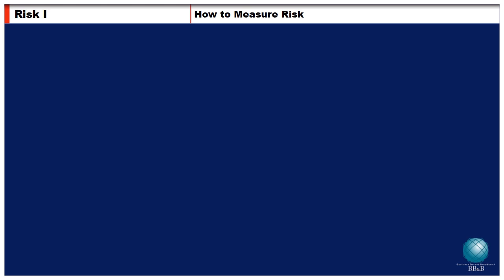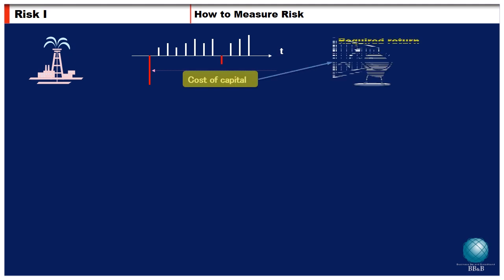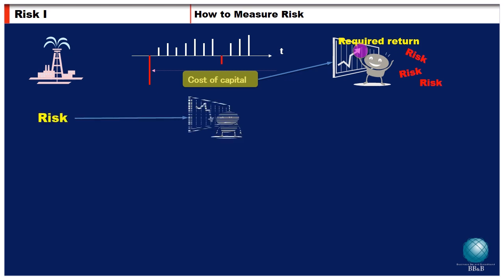Risk 1. How to measure risk. In the previous chapter, we valued new projects after estimating future cash flows and the cost of capital. The cost of capital is the return required from investors. The greater the risk, the higher the required return.